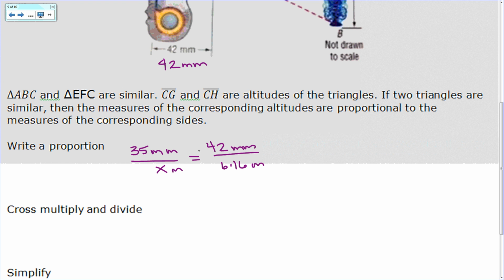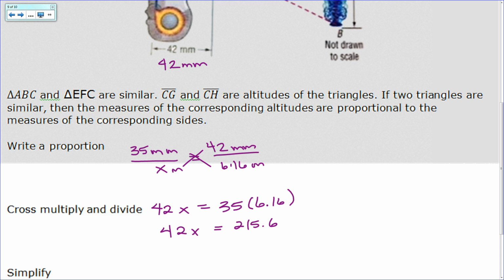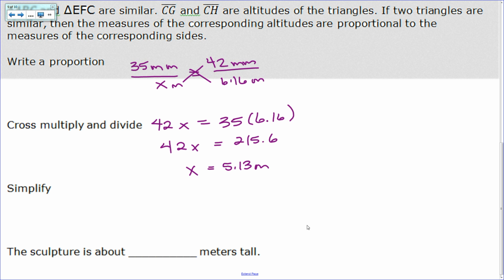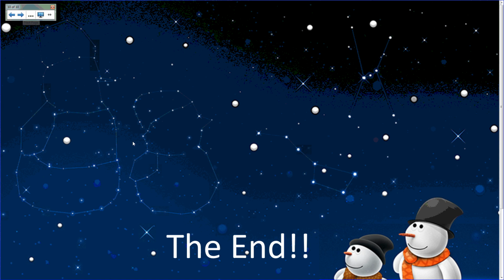So cross multiply, so if I go this way, I get 42x. And if I go this way, I get 35 times 6.16. So 42x is equal to 215.6. Divide both sides by 42. X is 5.13 meters. So that means that that tree or that sculpture is about 5.13 meters tall. Okay, so that's all you have to do. Just put your corresponding pieces together and set up your proportion. The end.